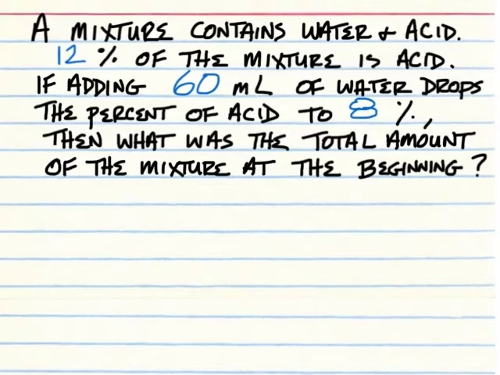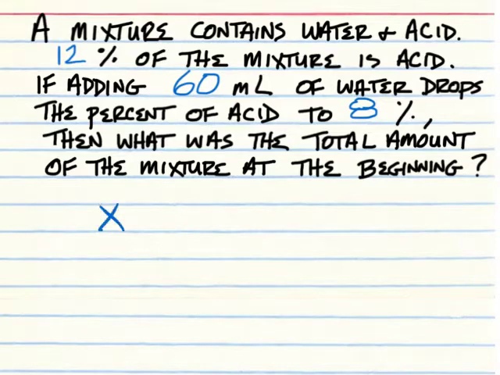Example number 2. A mixture contains water and acid. 12% of the mixture is acid. If adding 60 milliliters of water drops the percent of acid to 8%, then what was the total amount of mixture at the beginning? So we don't know the total amount.